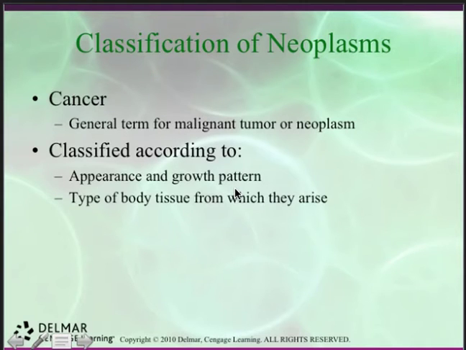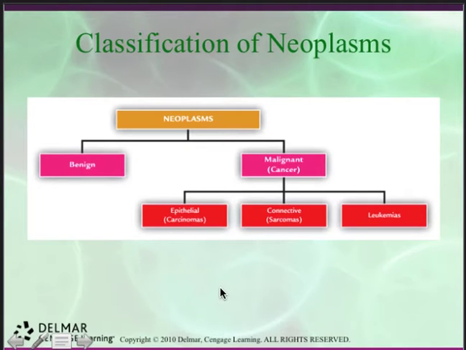Let's look at some classifications of neoplasms. Cancer is a general term for a malignant tumor or neoplasm. So this is the all-encompassing definition that we use when we talk about any kind of abnormal tissue growth that threatens the normal functioning of the human body. But within that group, within the term cancer, there are a bunch of subcategories. They're classified according to the appearance and their growth pattern and the type of body tissue that they come from. And this is just a look at how we break these up.